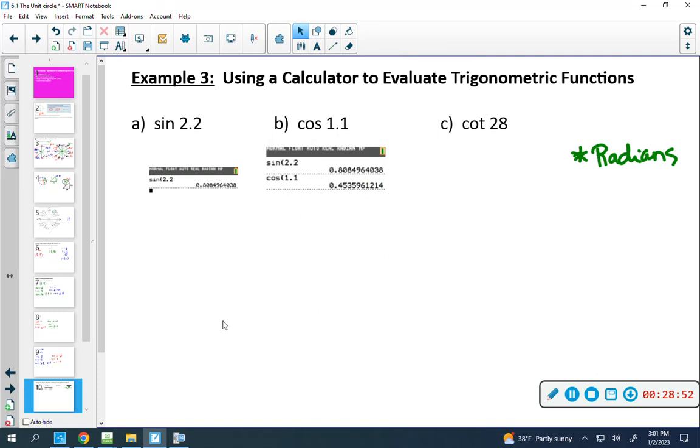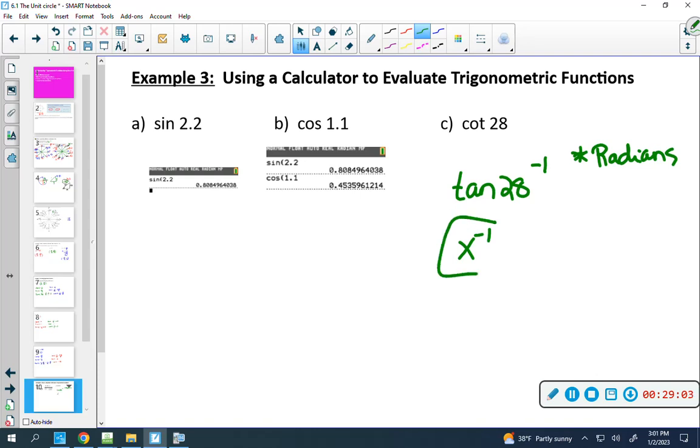Okay, the other way you could type it in, I'm just going to tell you, is you could do tan of 28 and then hit the inverse key. The inverse key is on the left-hand side. It looks like x to the negative 1. That means the inverse. The inverse of tangent is cotangent. So that's another way to type it in, or just do your 1 over tan. You get the same answer.